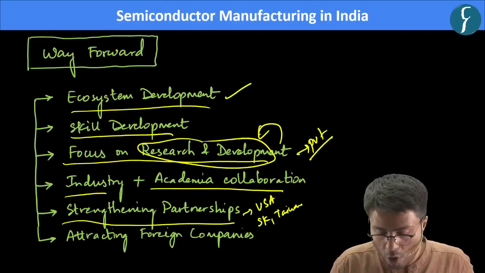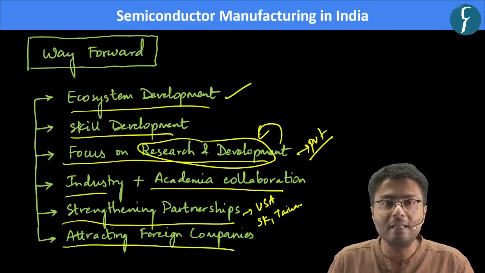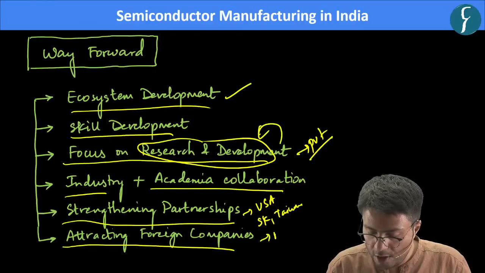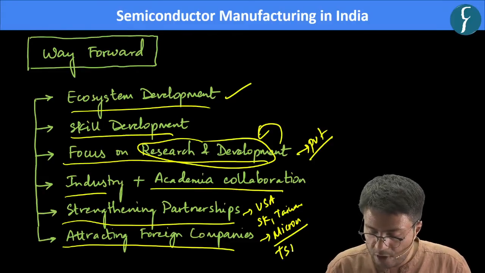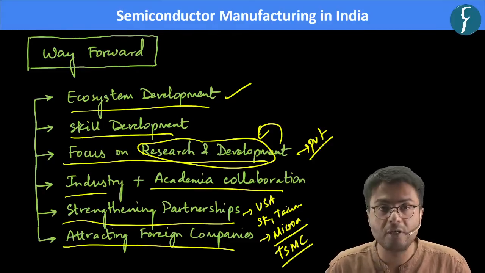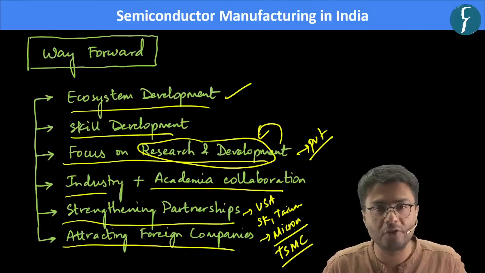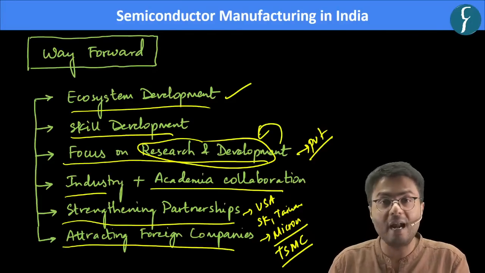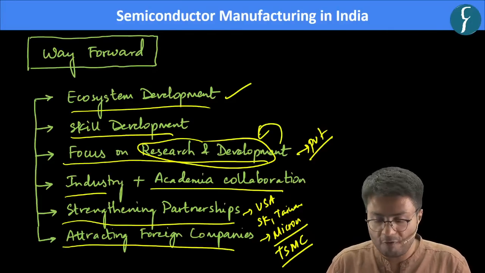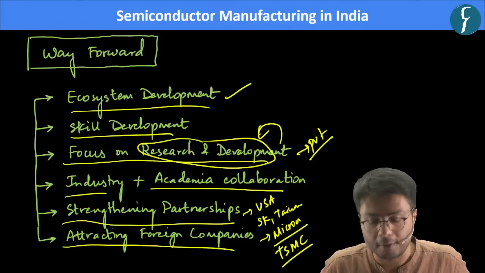Further, this also needs to attract foreign companies. Now, India recently signed a deal with a US based company called Micron Technologies. Further, TSMC, which is a Taiwan based manufacturing behemoth, is also envisaged to set up manufacturing capacity in India. Hence, by attracting more foreign companies, we will be able to develop this ecosystem in a better manner.